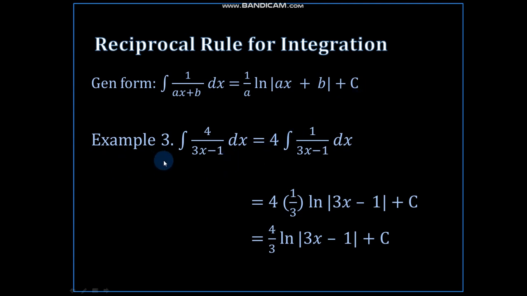So, if you are going to illustrate this general form sa ating third example, we have 4 over 3x minus 1 dx. So, i-move out natin yung 4 as usual, and then 1 over, the integral of 1 over 3x minus 1. So, nandun yung 4, tapos susundin natin yon 1 over a. So yung a natin dito is in particular a 3. So magkakaroon tayo ng 1/3. And then ln of this entire denominator, |3x minus 1| plus c. And then you just multiply it to simplify it. So we have 4/3 ln of the quantity |3x minus 1| plus c.